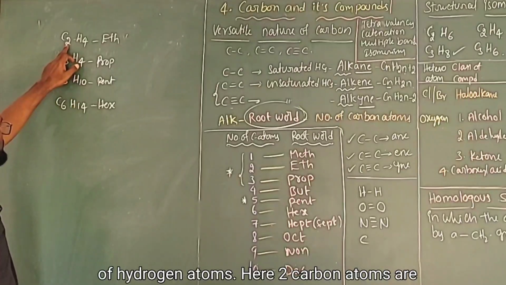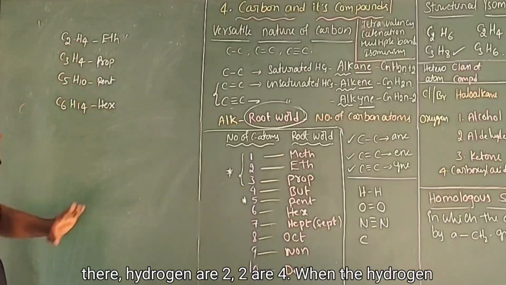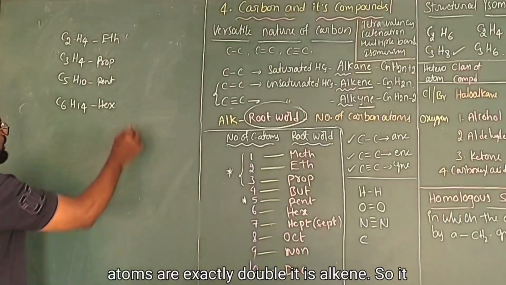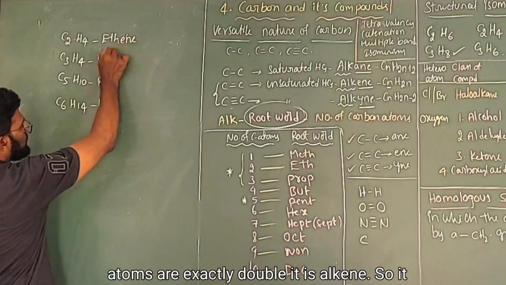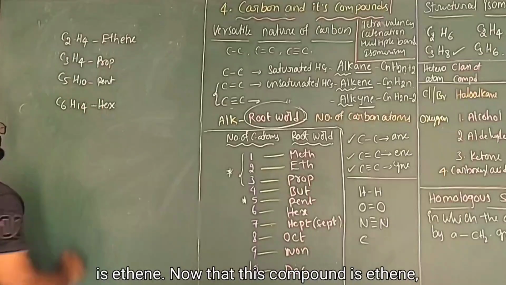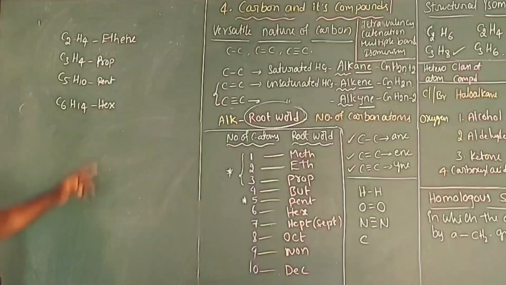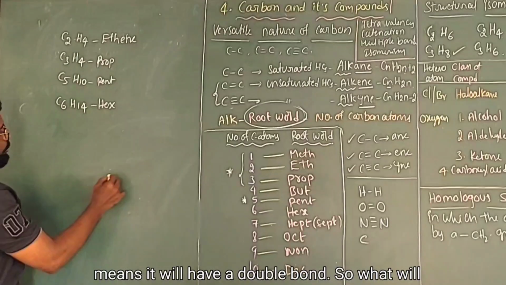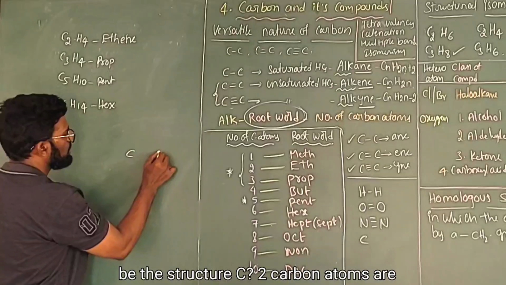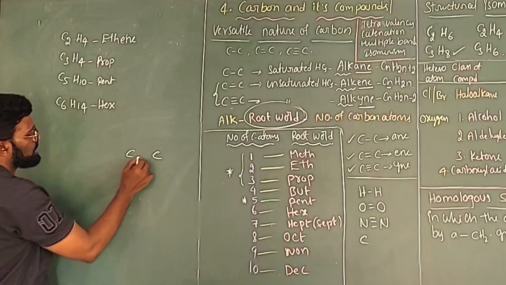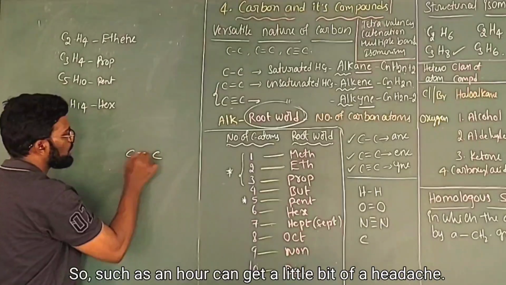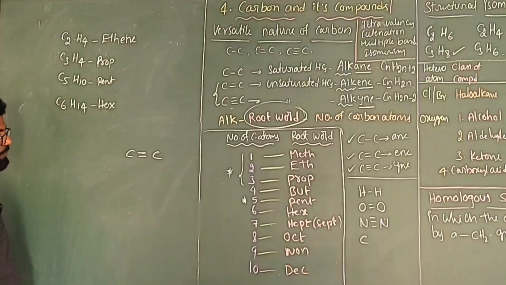Here 2 carbon atoms are there, hydrogens are 2 2s are 4. When the hydrogen atoms are exactly double, it is an alkene. So it is ethene. The name of this compound is ethene, meaning it will have a double bond. So what will be its structure? 2 carbon atoms are there. Since it is an alkene, there will be a double bond between the 2 carbon atoms.